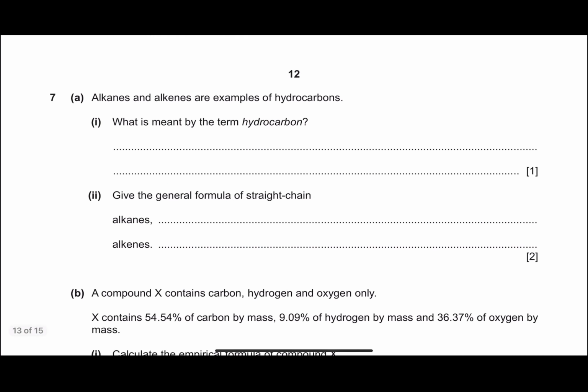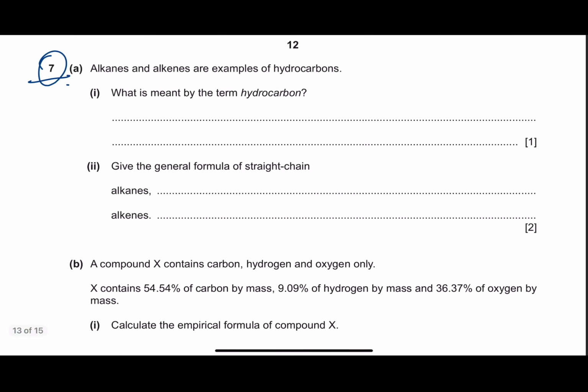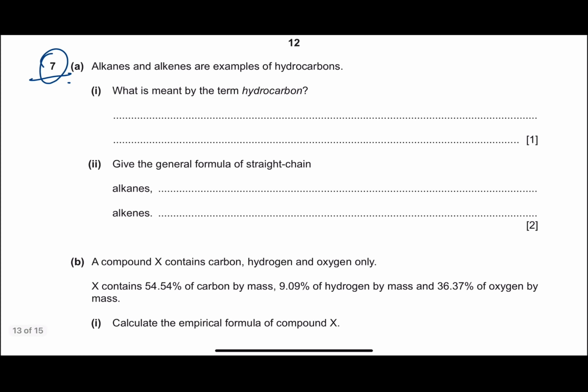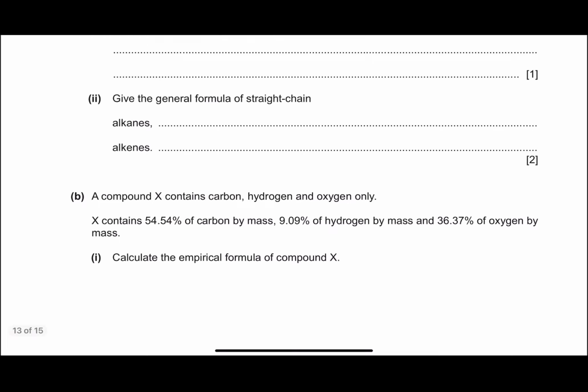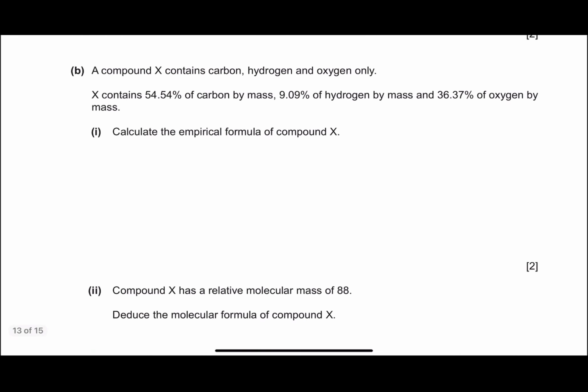Now this is a question from February-March 2016, question 7. Question A is related to alkane and alkene hydrocarbons. So we will be skipping it to question B, which is asking you to find the empirical formula. It says that a compound X contains carbon, hydrogen, and oxygen only.